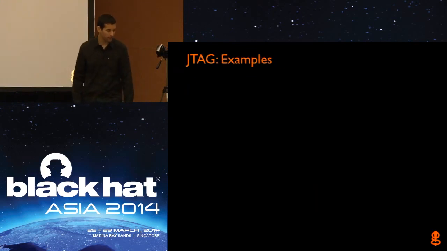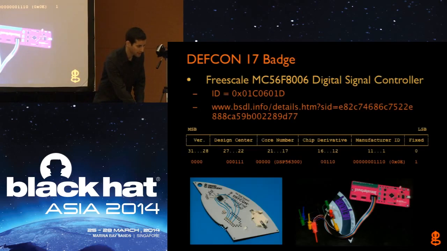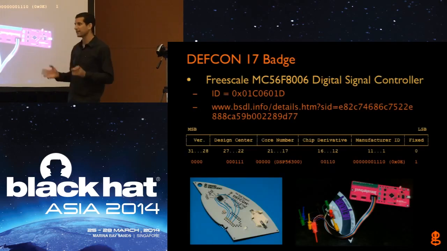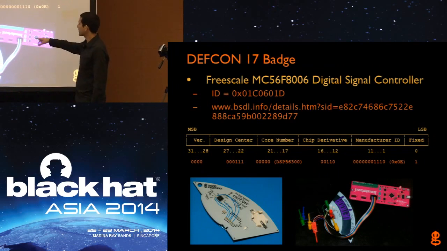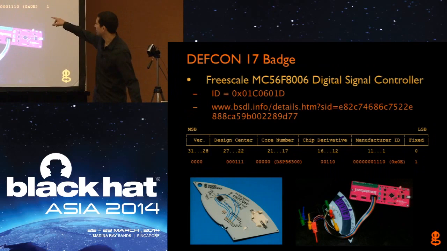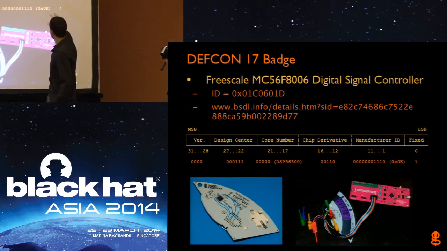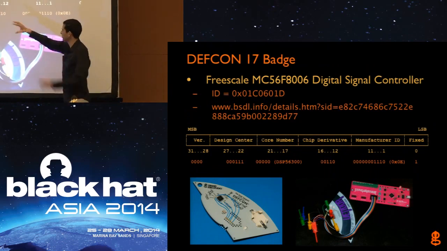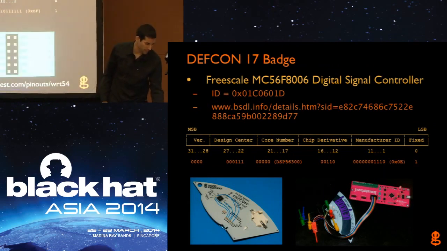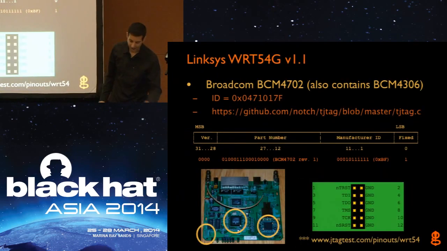Okay, so I have some examples first, just so you have them on paper. The slides are available on the DVD, also on my website. The DEF CON badge, I'm going to give a demo with this one, just showing the ID code, and then I found this BSDL file that showed the pinout, or the format, so I could compare it. Here's one, a Linksys WRT54G. I have that here too. I'll give a demo of that one, a Broadcom chip.